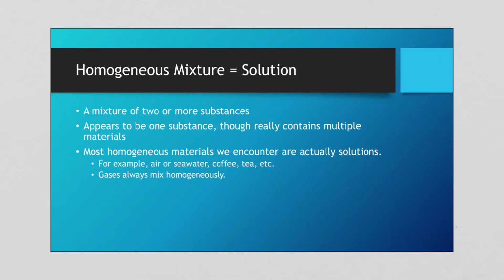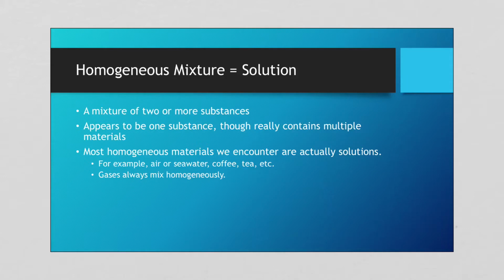So first of all, we're going to remind ourselves that a solution is just another term for a homogeneous mixture, right? So a solution is just what we typically call that type of mixture when we combine two or more substances and they mix homogeneously, meaning they appear and behave as one substance.